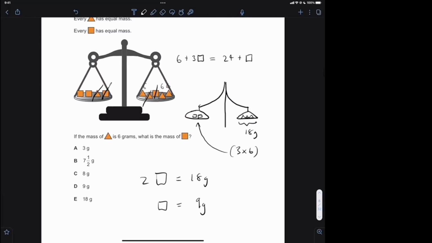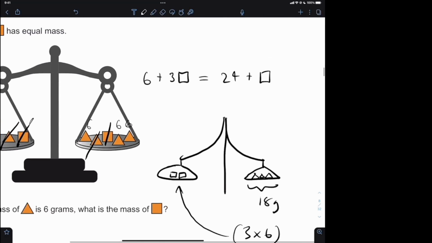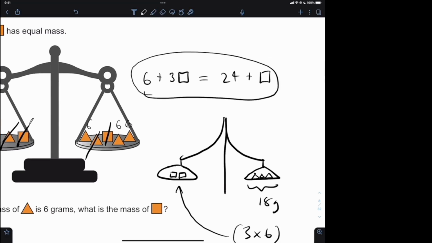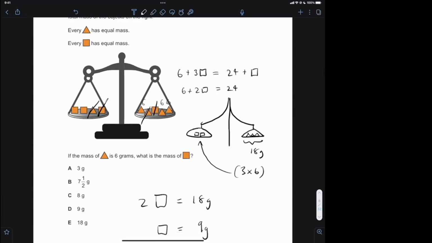So you could either do that by logically removing a block from each side until you have something that's directly comparable, or by solving this equation here that you've created, okay? And by that, we'd say, okay, well, let's take away a square. You're kind of doing the same thing. You're taking away a square from each side, okay? So you have 6 plus now only 2 squares equals 24, okay?